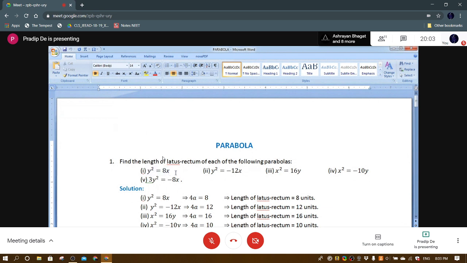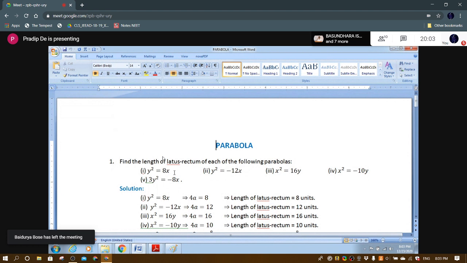Y square equal to 8x. First one. This equation is similar to y square equal to 4ax. So in case of y square equal to 4ax, what is the length of the latus rectum? It is 4a, the numerical coefficient of x. That is the length of the latus rectum. So by comparing y square equal to 8x to y square equal to 4ax, we see 4a is equal to 8. So the length of latus rectum is 8 units. Clear?